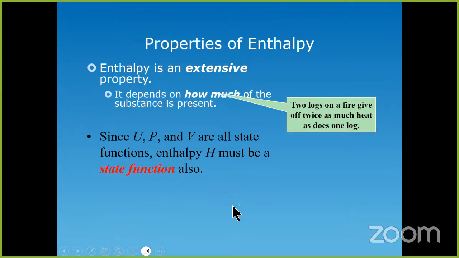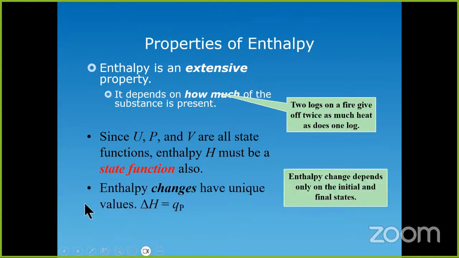Another thing that we need to talk about is the fact that because enthalpy is dependent on these state functions, namely U, P, and V, that means that enthalpy also will be a state function. And therefore, everything that we said about state functions earlier will apply to enthalpy changes, right? Enthalpy changes have unique values, delta H, right? And the enthalpy change depends only on the initial and final states, which comes as no surprise because it's a state function.